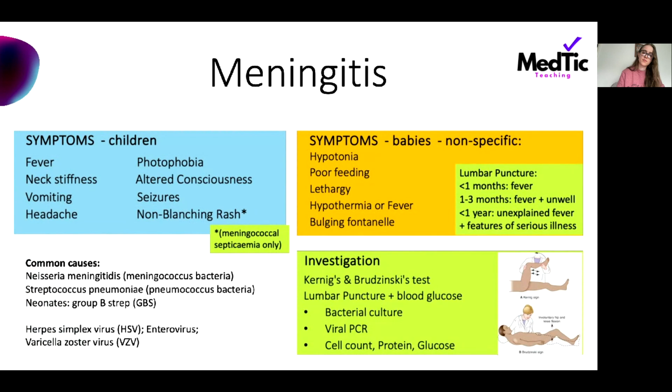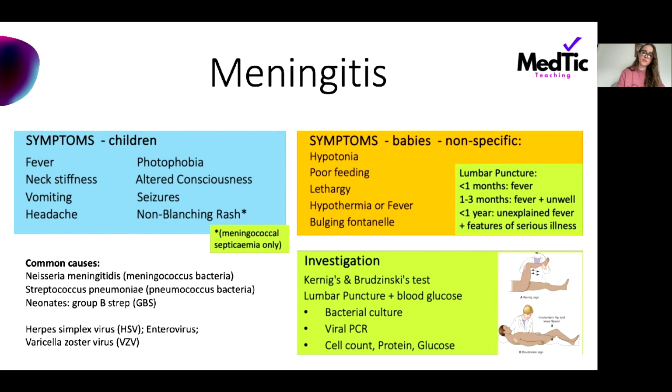Have I not put the treatments on the next slide? Okay. So I've just summarised the key symptoms you might see here in children versus babies. You do a lumbar puncture in any baby less than a month old who has a fever. If they're 1 to 3 months old, you do an LP if they're unwell with the fever. And if they're older than that, if they've got features of serious illness.